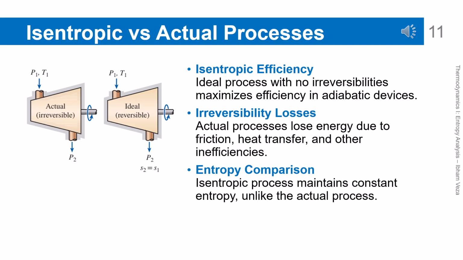Real processes always experience friction, unwanted heat transfer, and other imperfections. As a result, entropy in real processes always increases compared to the ideal case. The difference between these two processes is used to define isentropic efficiency. This concept becomes the basis for evaluating the performance of turbines, compressors, and nozzles.